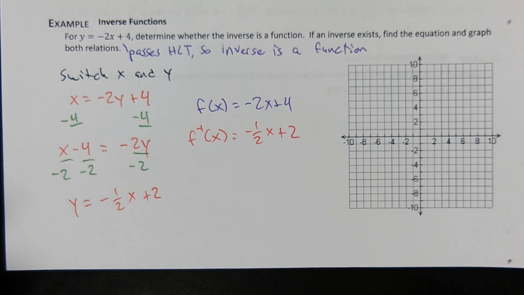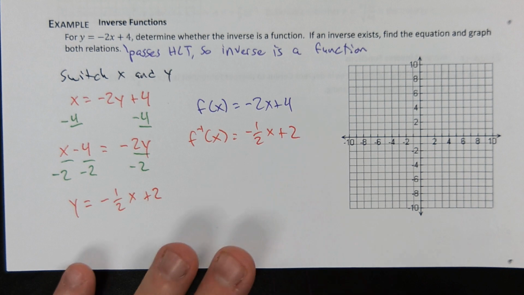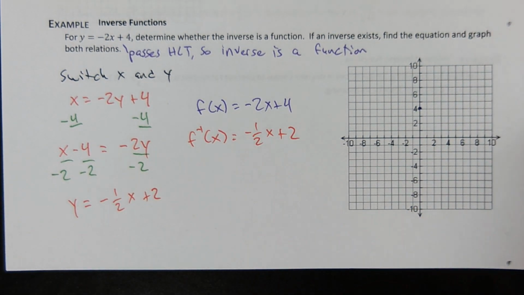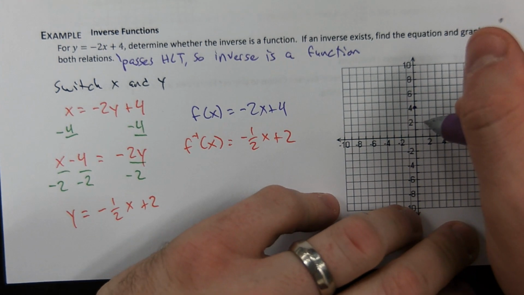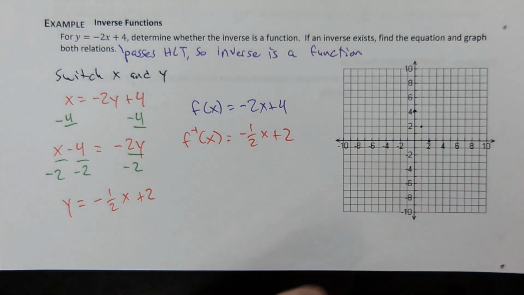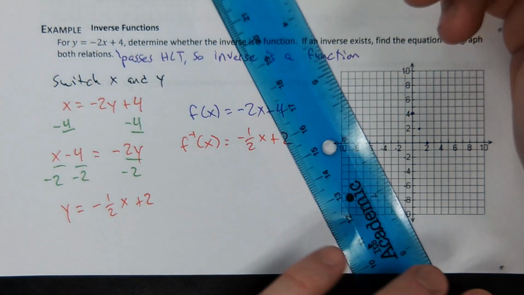The purple one first. Well, they're both in slope-intercept form. The purple one has a y-intercept of +4. And then it has a slope of -2. That's down 2, right 1. Down 2, right 1. There you go. I need 3 dots. That's enough. I'll connect them now.